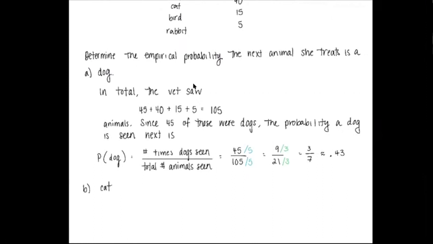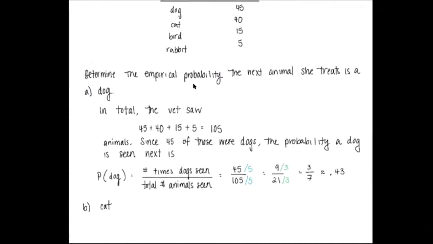What about a cat? 40 over 105. The probability of a cat is 40 out of 105. And to simplify, they again are both divisible by 5. So divide top and bottom by 5. That gives us 8 out of 21. And that cannot be simplified, but if it tells you to round, it's about 0.38.